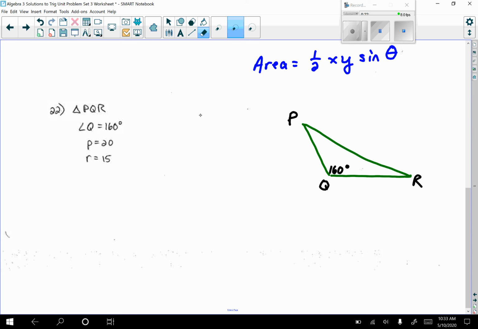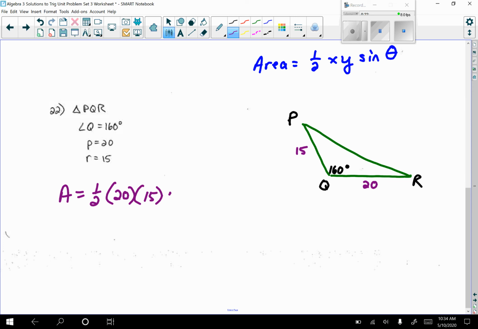Again, I just wanted to see the location of the sides. So side P is going to be over here at 20, and then R is over here at 15. So I just want to show you, even though we weren't given a picture, the two sides are the sides that form our angle of 160. So our area is 1/2 times 20 times 15 times sine of 160. And then typing that in, we're going to get our area is approximately 51.3 square units.